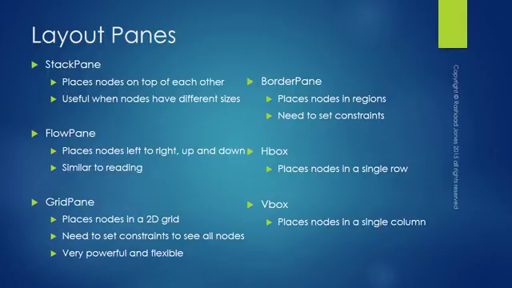Let's look at the layout panes. This is just a repeat of what I've said. The stack pane places nodes on top of each other. Useful when we have nodes of different sizes. A flow pane will place nodes left to right, up and down, very similar to reading. A grid pane will place nodes in a 2D grid, but you need to set constraints for your nodes. Every time you add something, you have to say where that node is located with the row column arrangement. But grid panes are very powerful and very flexible. A border pane, you place nodes in regions, and you need to set constraints: the top, bottom, left, or right, or the center.